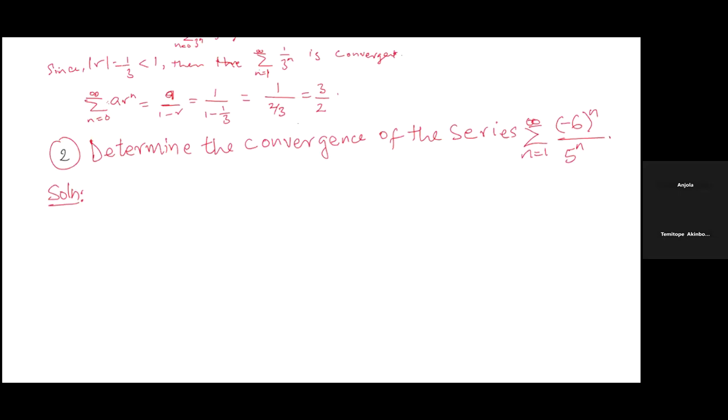Determine the convergence of the series minus 6 raised to power n over 5 raised to power n, running from 1 to infinity. You've written that? Yes, I have, sir. Now, to determine the convergence of this, the first thing you will do is determine if it is a GP or not.